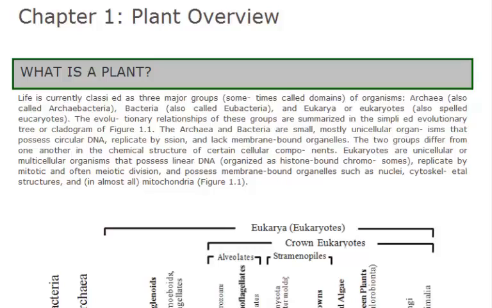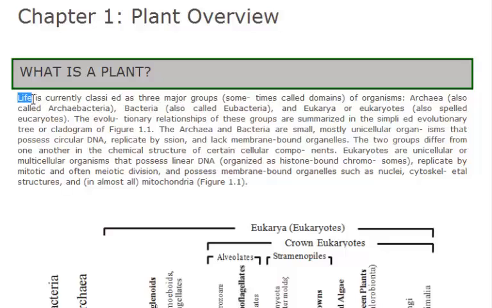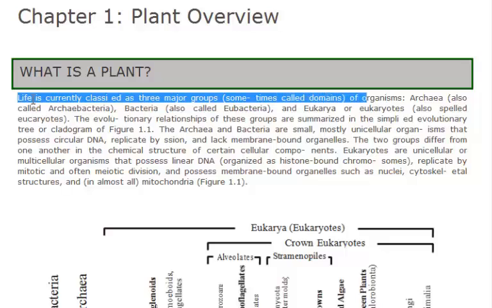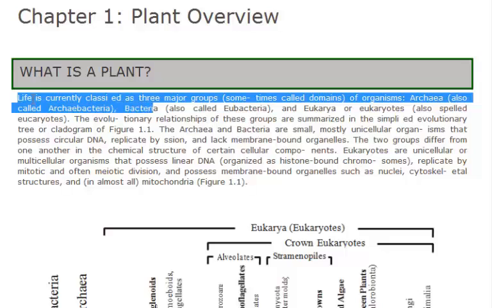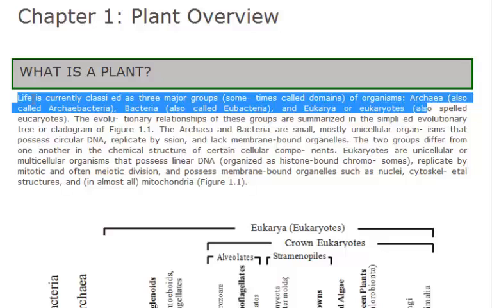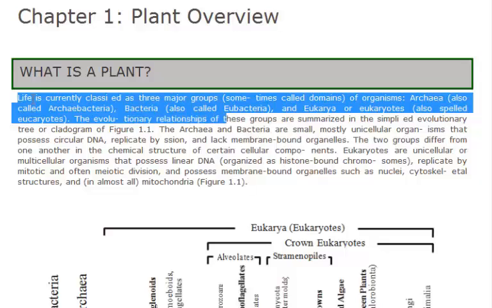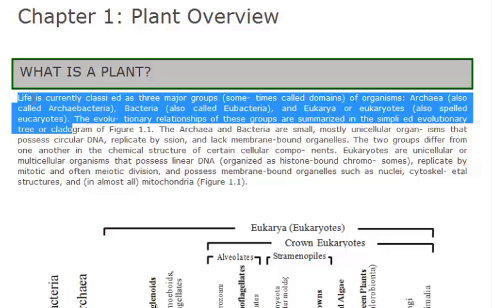Chapter 1, Plant Overview. What is a plant? Life is currently classified as three major groups of organisms: archaea, also called archaebacteria, bacteria, also called eubacteria, and eukarya, or eukaryotes. The evolutionary relationships of these groups are summarized in the simplified evolutionary tree, or cladogram, of Figure 1.1.